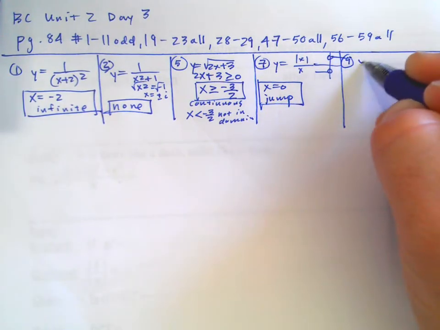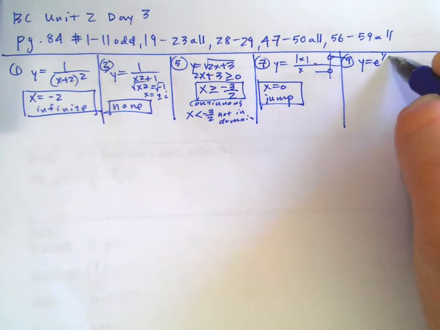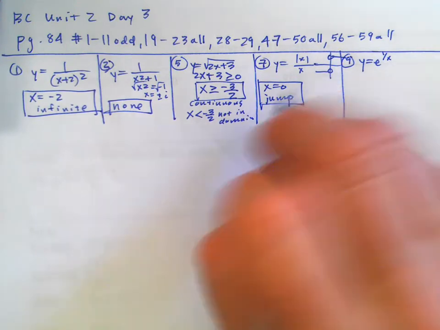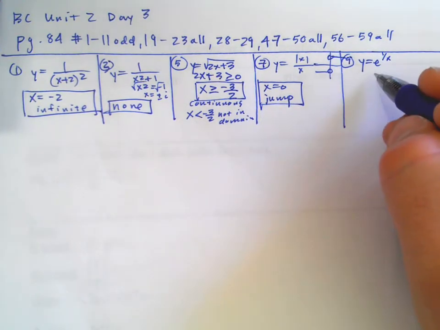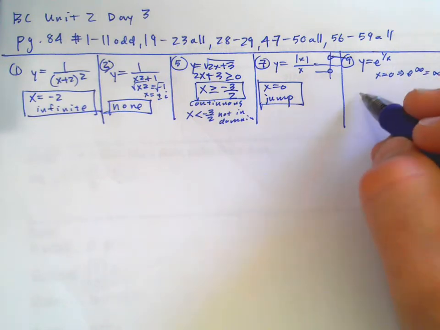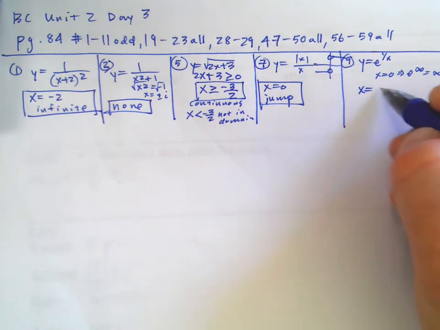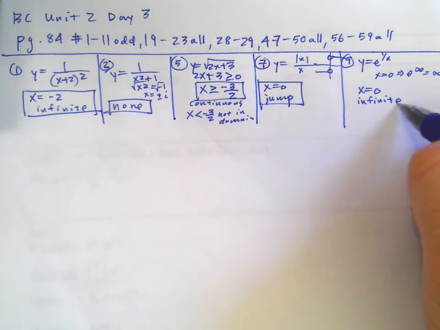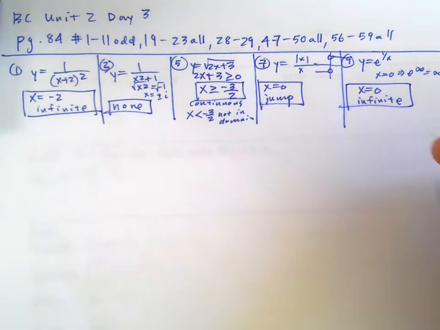9, y equals e to the 1 over x. So when x equals 0, you get e to the infinity, which blows up. So at x equals 0, you have an infinite discontinuity, a vertical asymptote. So there you go.